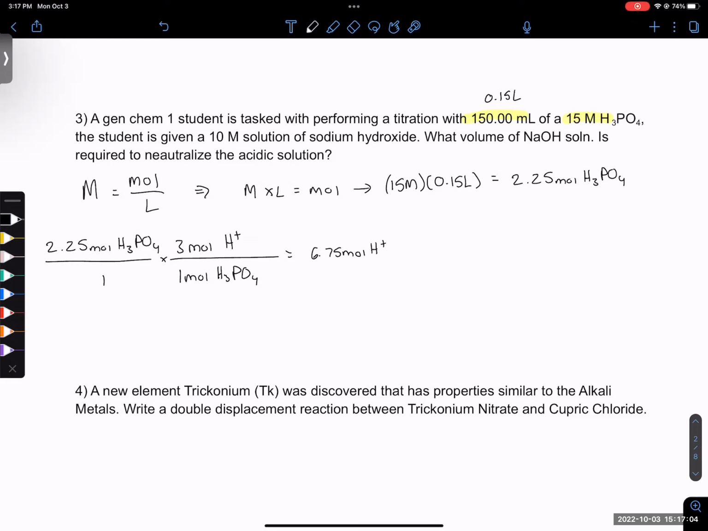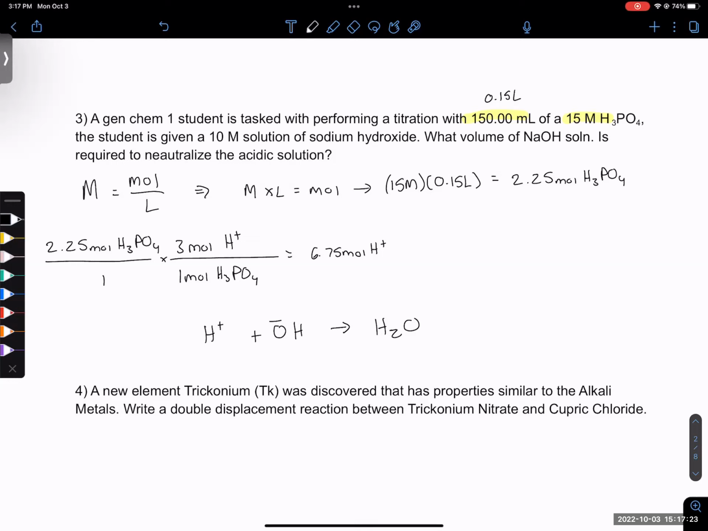And we know that for every H plus, we need 1 hydroxide, right? Because if you do the reaction, H plus plus OH minus yields 1 water, okay? So for every H, we need 1 OH, okay?